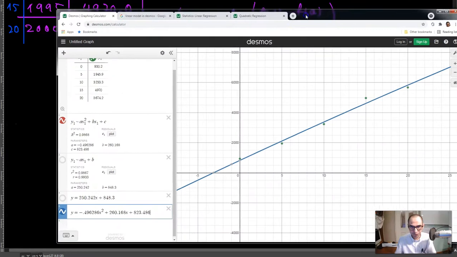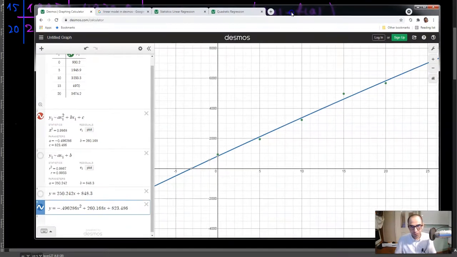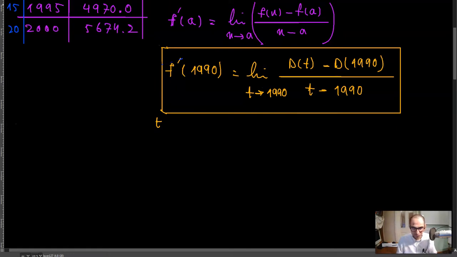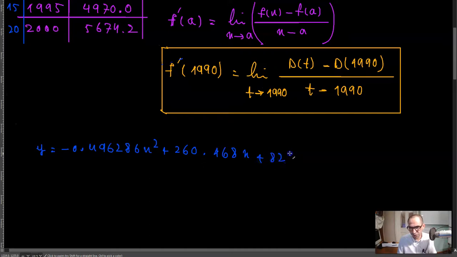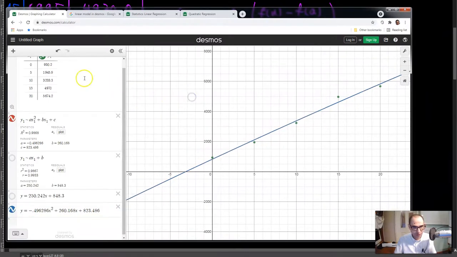now if you differentiated this function, I'm going to do it without the limit, because using the limit is going to take a whole lot of time. So the function that I got over here was y equal to negative 0.496286 times x squared plus 260.168 times x plus 823.486. Right?